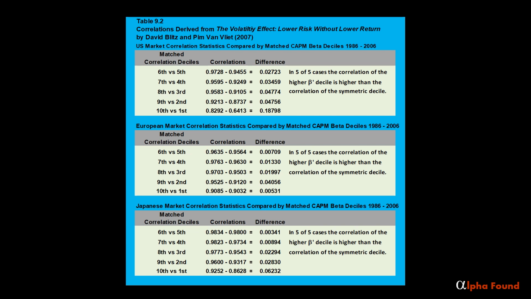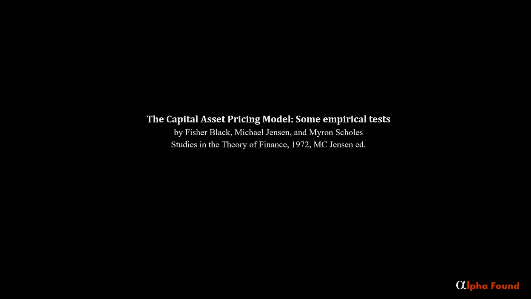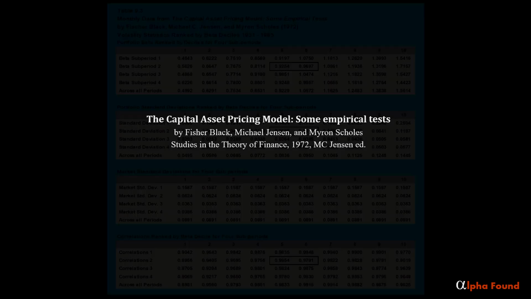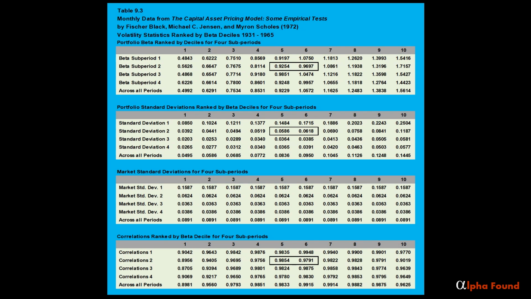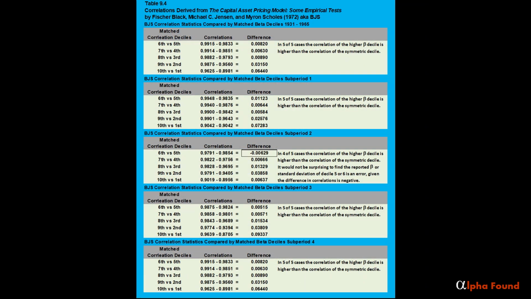In total, there are 15 pairs of matched deciles, and each of 15 times the higher beta decile has a higher correlation than the symmetric lower beta decile. Using the same procedure on Black, Jensen, and Scholes, Table 9.3 shows there are 4 time periods with 10 deciles plus the aggregate time period. As shown in Table 9.4, in 4 of the 5 time periods, there is the same pattern of higher correlation with the higher beta decile when matched against the symmetric lower beta decile. In 1 time period, 4 of 5 matched deciles have the same pattern.